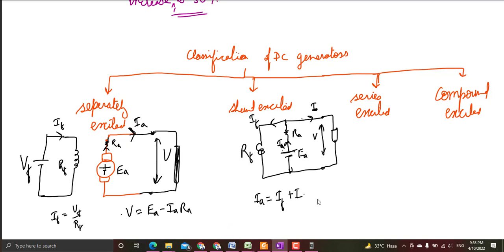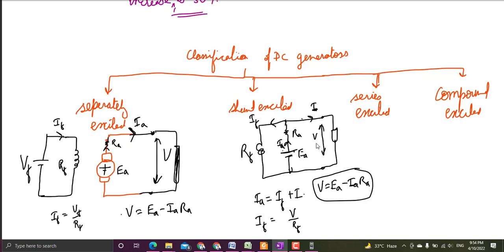And what is IF here? The voltage across the field winding is V, so IF is V divided by RF. Similarly, V can be written as V is equal to EA minus IA into RA. So this is the equation for the shunt excited generator.